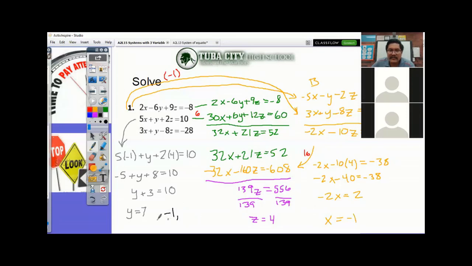So make sure you put them into an ordered triple. So an ordered triple has to be just like the ordered pair where it's in alphabetical order. So x goes first, and then y, and then z. So it's got to be in that order.